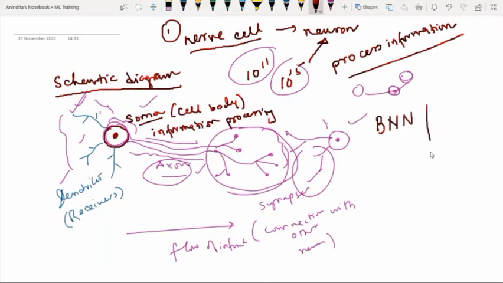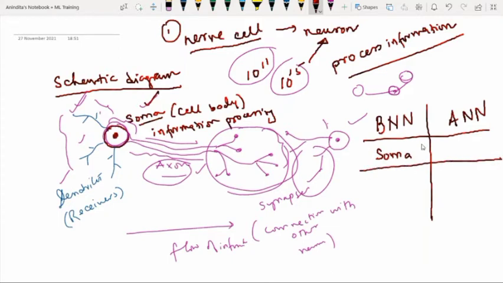So we have biological neural network and artificial neural network. So the concept of soma, the cell body, is borrowed in artificial neural network and it is known as node. So whenever I discuss node in artificial neural network, you have to remember one point: whatever task soma will perform, that is the information processing, the node will perform the same thing.